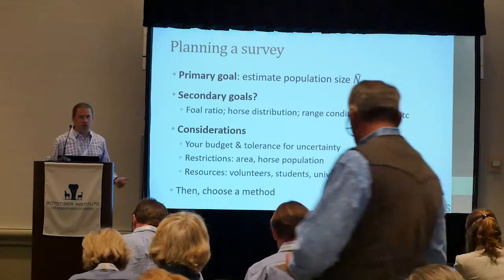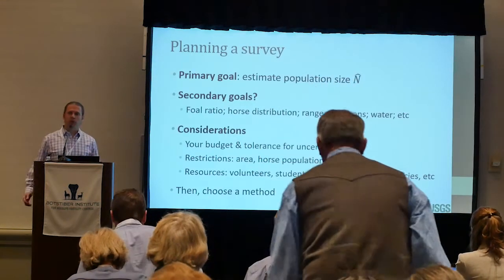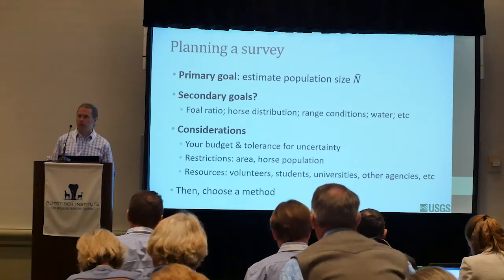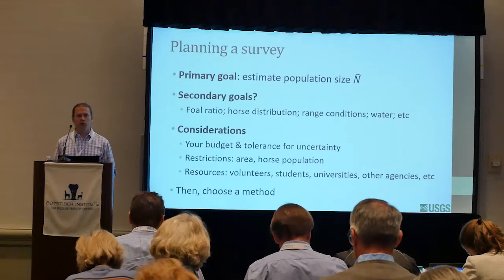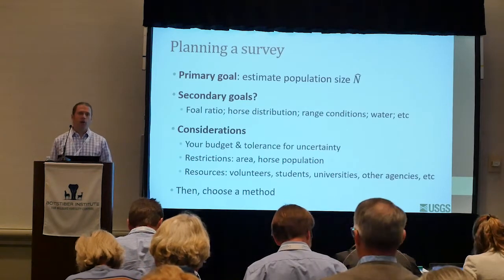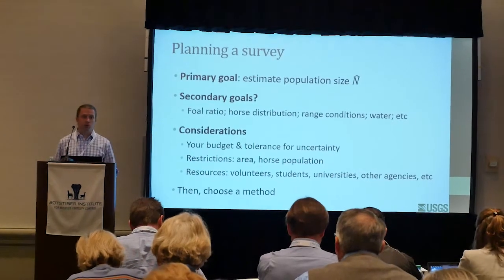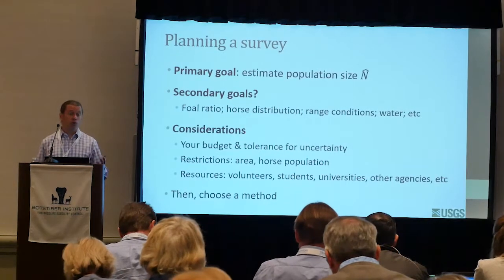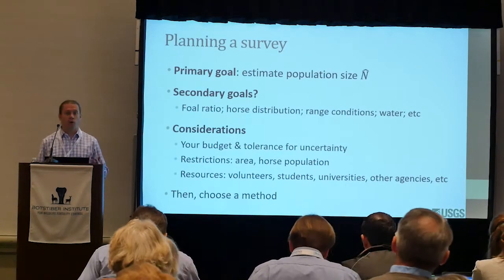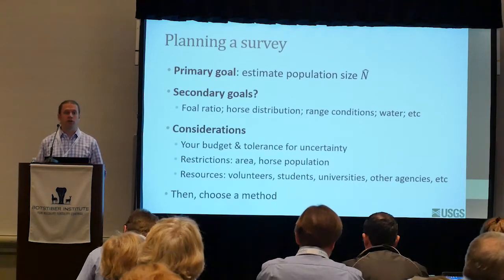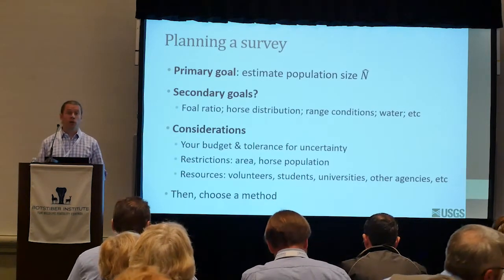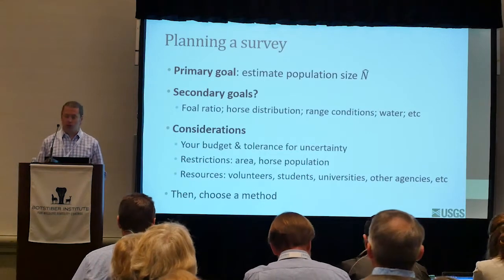If you're planning a survey, your primary goal is always going to be to estimate your population size, or N-hat. But then you should think, in the planning stage, about what your secondary goals are. What are your other information needs? Do you need to know the foal ratio? Do you need to figure out horse distribution? Do you want to know about range conditions, water availability? Or are you interested in genetics? Figure out what other information you're interested in other than just population size.